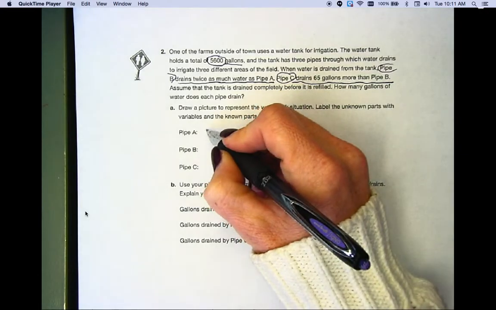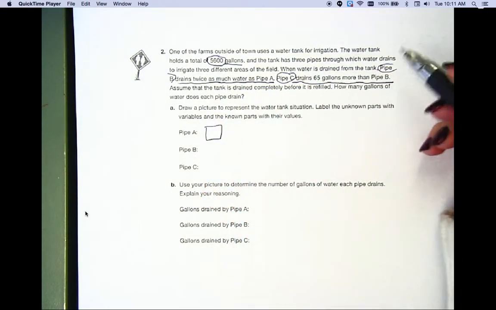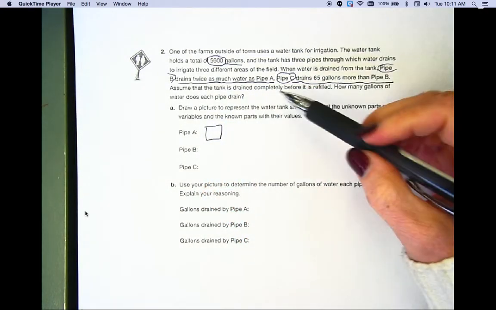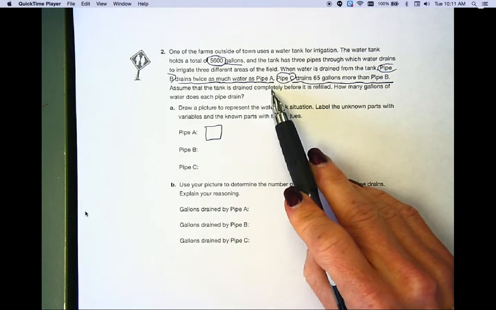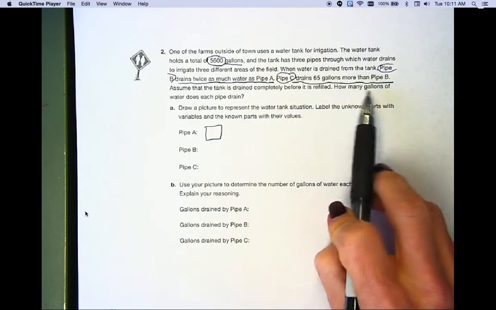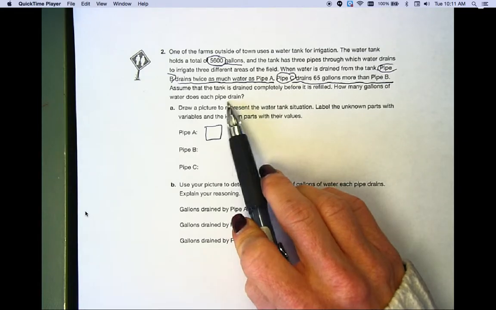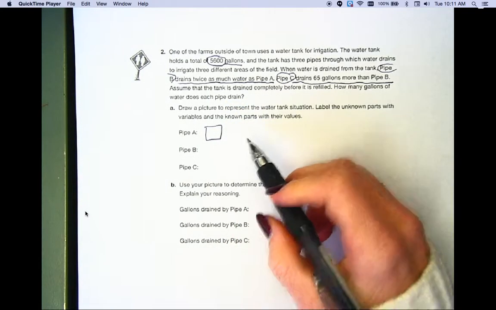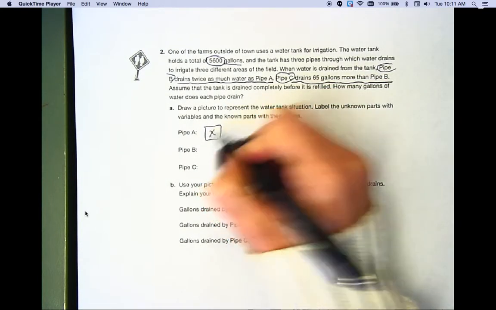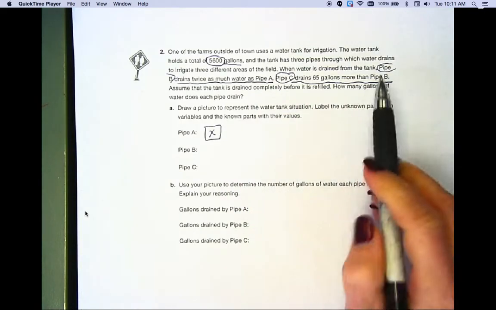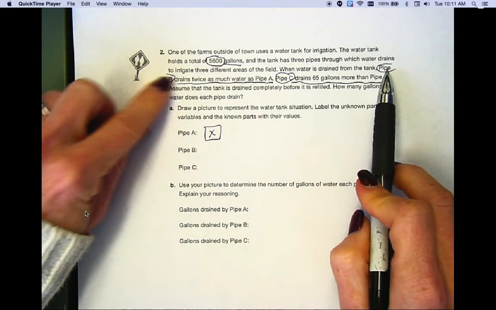They did not tell me about A, so that's going to be my variable. Assume that the tank is drained completely before it's refilled. How many gallons of water does each pipe drain? So we're going to draw a picture. I'm going to call pipe A X. Now I have to come back up here again. They tell me about pipe B.